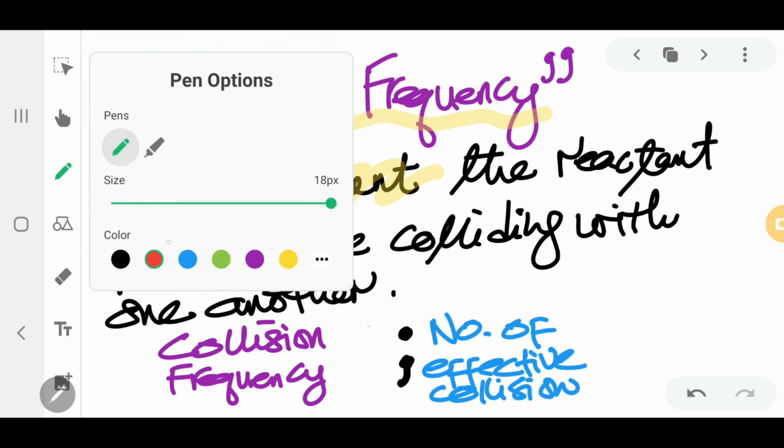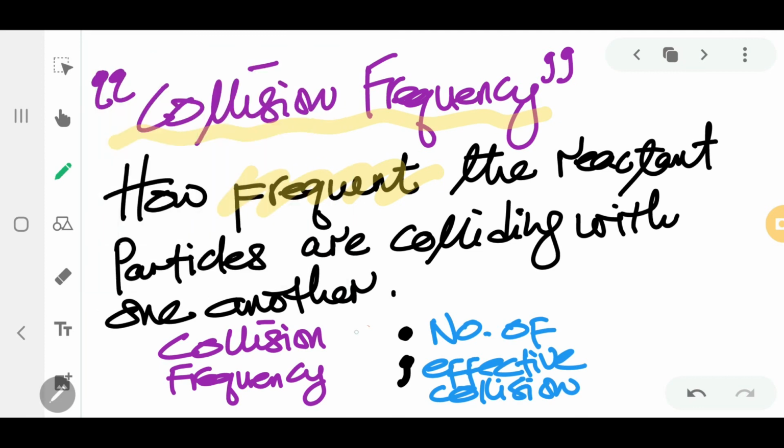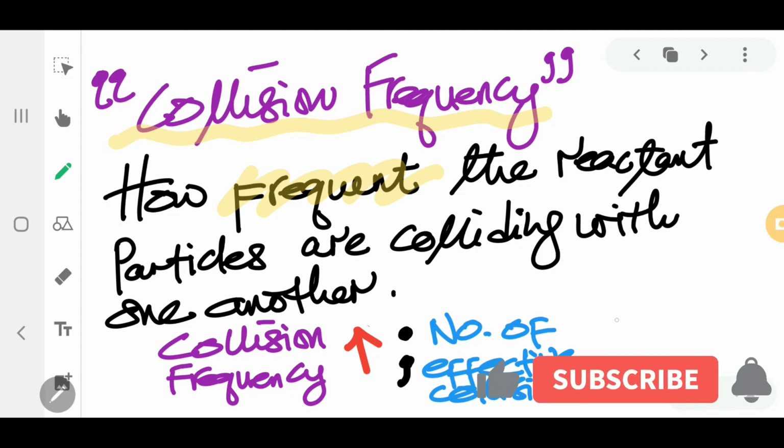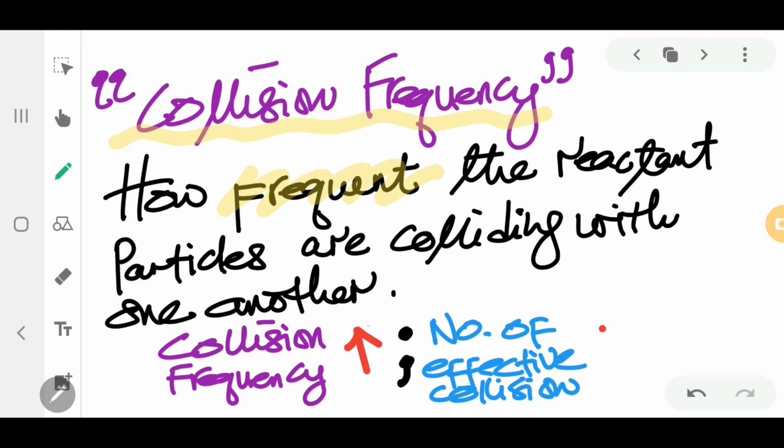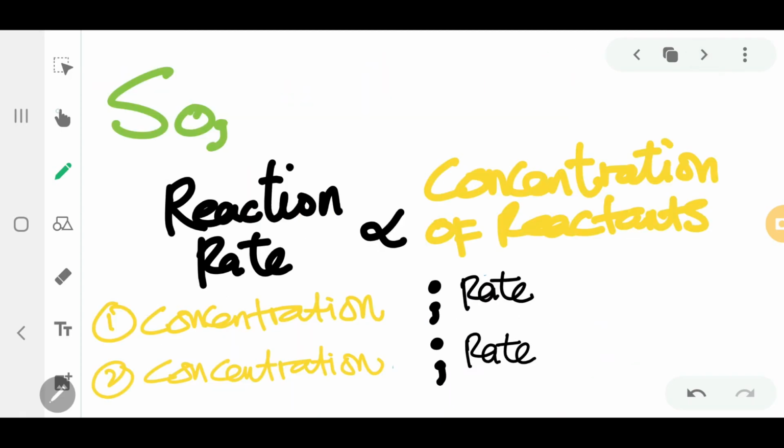Therefore, when the collision frequency is increased, we are increasing the chances for effective collisions to occur. More frequency, more collisions, more effective collisions are going to be able to take place. Therefore, the rate will also increase. So we can say that the reaction rate is directly proportional to the concentration of reactants.